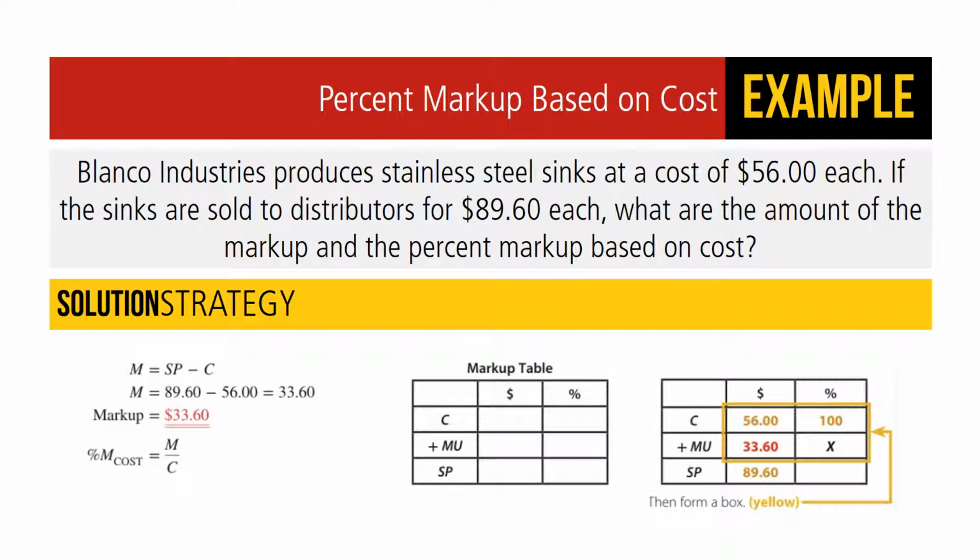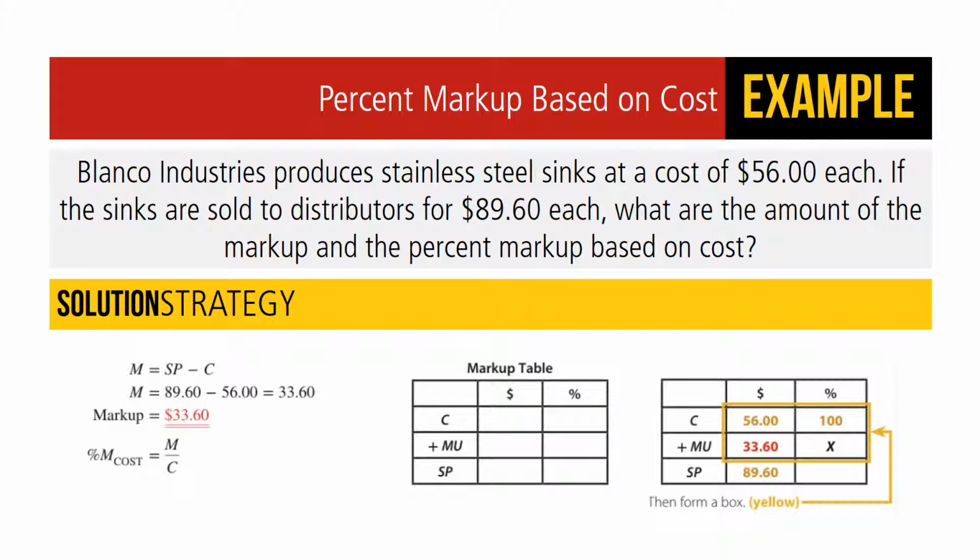you see here. The cells represent cost, markup, and selling price in both dollars and percents. Step 1. Fill in the given information using 100% for the base and X for the unknown.